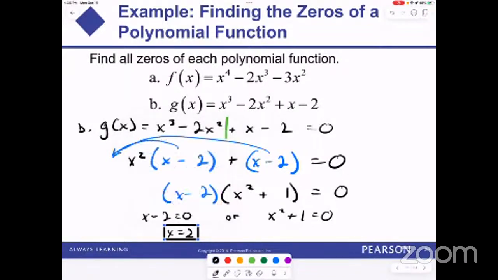From the second one, if we try to solve, if we subtract 1 and take the square root, we're going to be taking the square root of a negative. So that one has no real solution or no solution. But the only 0 we get from part B is x equals 2. Again, we should plug it into the original to check, make sure that it works.